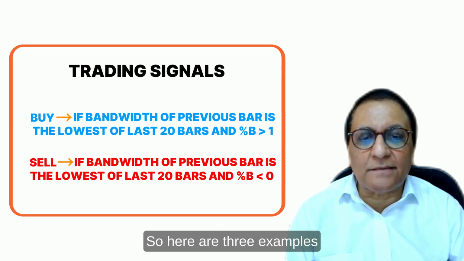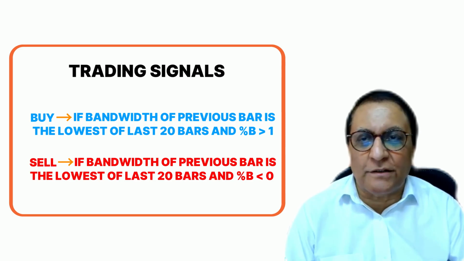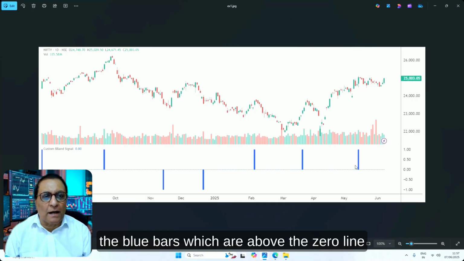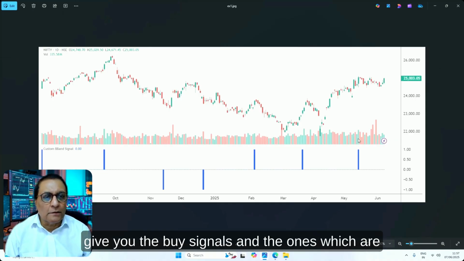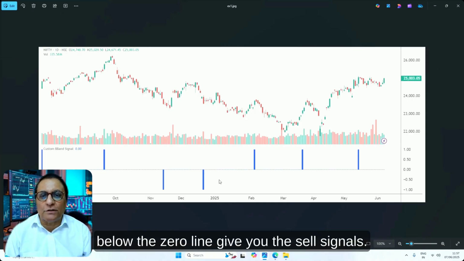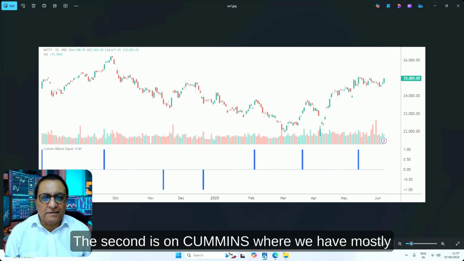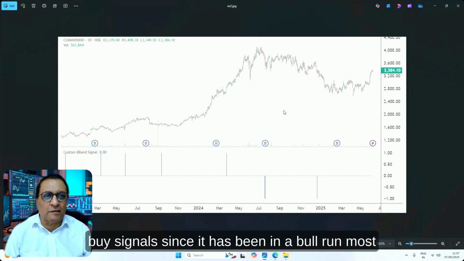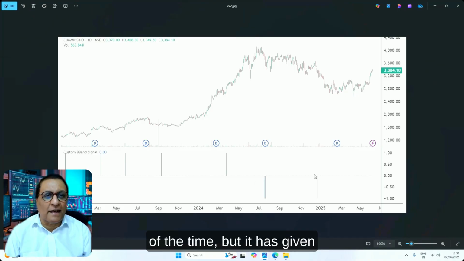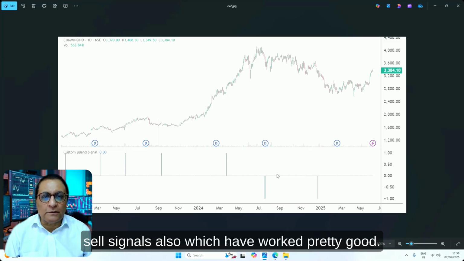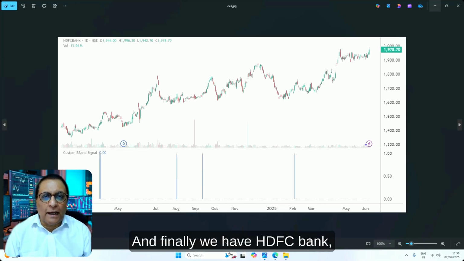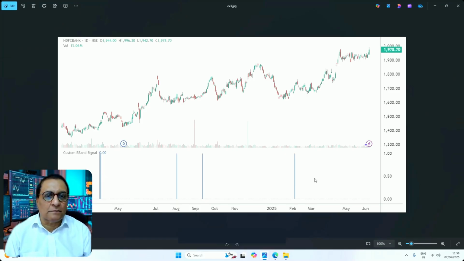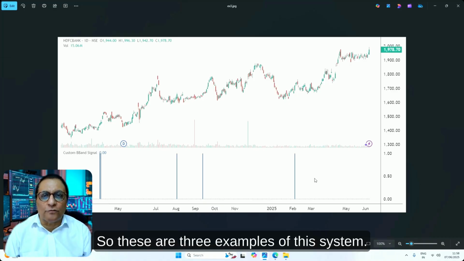So here are three examples of this system in action. The first is on the Nifty. As you can see, the blue bars which are above the zero line give you the buy signals, and the ones which are below the zero line give you the sell signals. The second is on Cummins, where we have mostly buy signals since it has been in a bull run most of the time, but it has given sell signals also, which have worked pretty well. And finally, we have HDFC Bank, where we again have mostly buy signals. So these are three examples of this system.